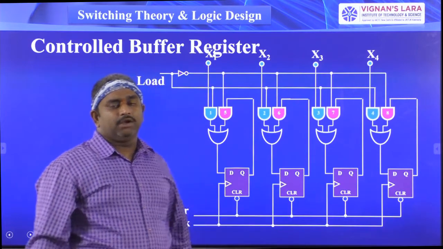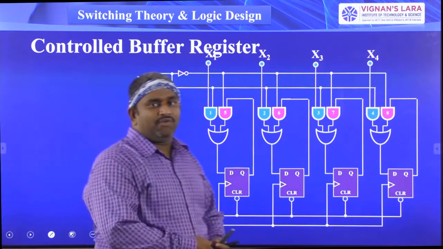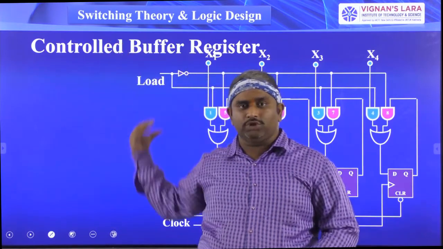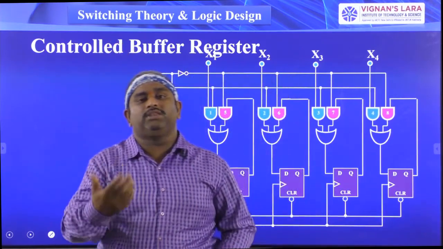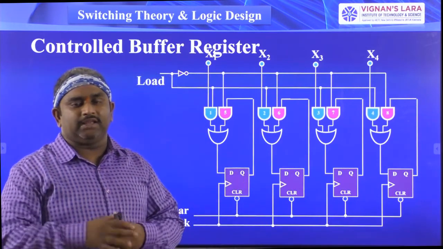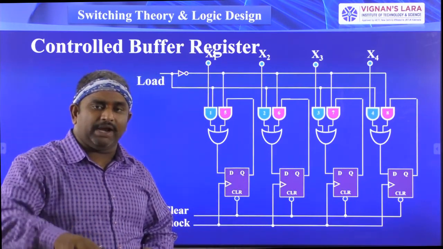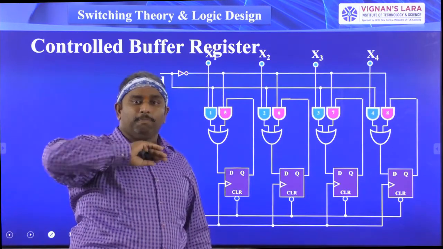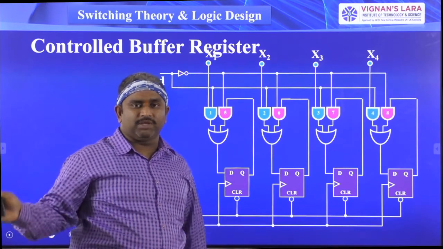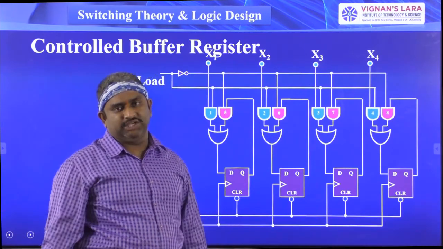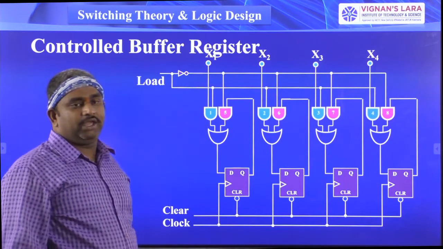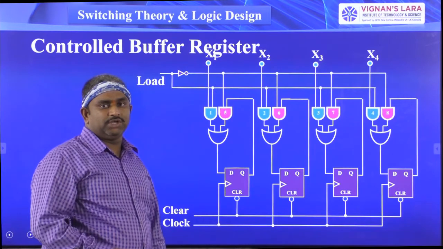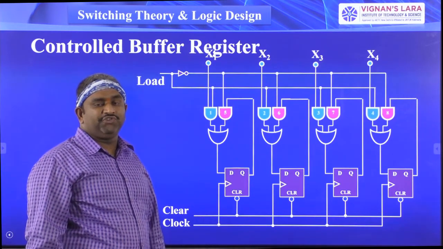So this is the controlled buffer register. When you give the load command, only then will it take the input data and load it to the register. When you give 0, it does not take the input data, and the same previous output data is retained. Load means loading the data from somewhere; load bar means we are not loading the data, and the previous data is retained as is. This is the working of the controlled buffer register. In the next video, we will see the shift registers concept.